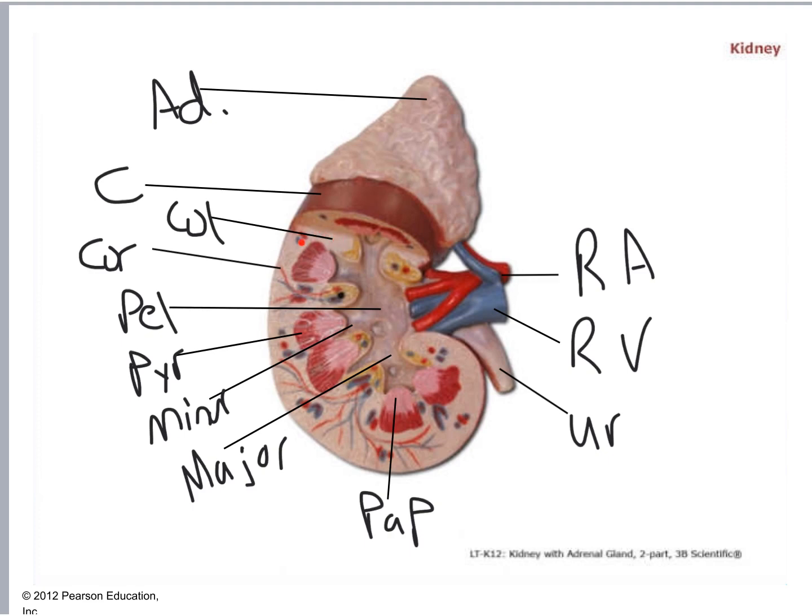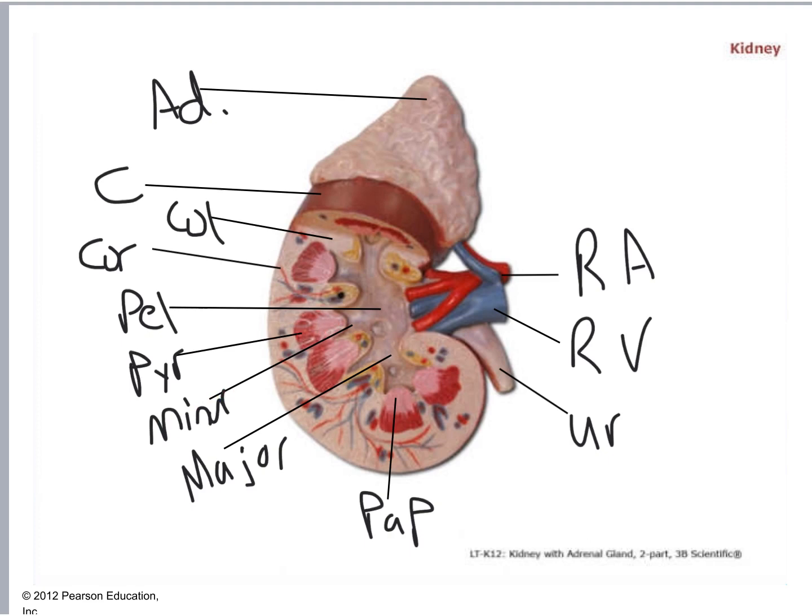The renal column is where the renal cortex dips down in between the renal pyramids. This next line is the cortex right here. This line is pointing to the renal pelvis right here. This line is pointing to this structure, which is the renal pyramid.